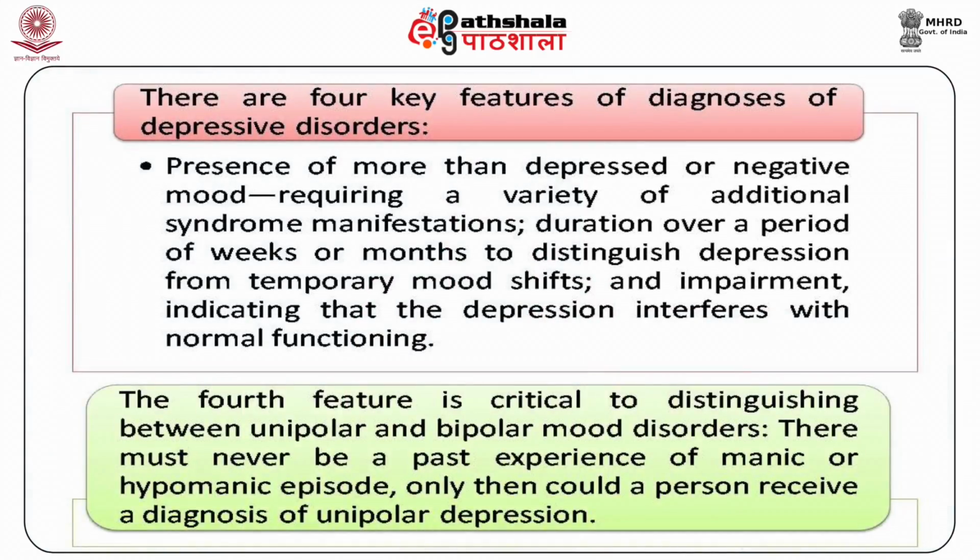There are four key features in the diagnosis of depressive disorder: the presence of more than just a depressed or negative mood, requiring a variety of additional syndrome manifestations; duration over a period of weeks or months to distinguish depression from temporary mood shifts; and impairment, indicating that the depression interferes with normal functioning. The fourth feature is critical to distinguishing between unipolar and bipolar mood disorders. There must never be a past experience of a manic or hypomanic episode. Only then could a person receive a diagnosis of unipolar depression.